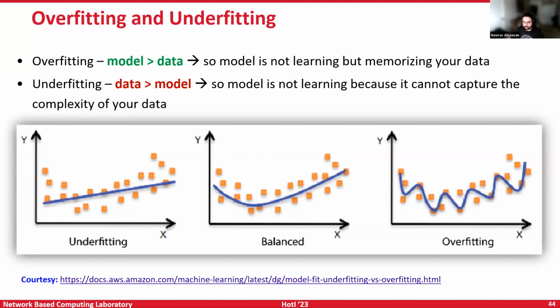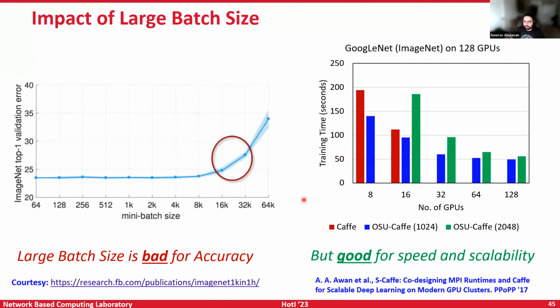Let me use the laser pointer. This is what overfitting looks like. We are basically memorizing the training data set. So if I give this model a new data point, it will perform poorly. If we're underfitting, then our model is too simple. We are not learning the complex relationship that is present in the data. But if we choose the right model for the right data set, then we have this balanced learning.